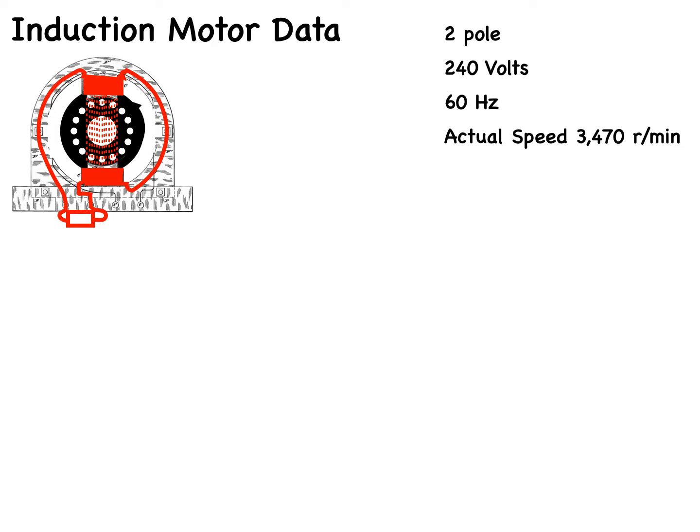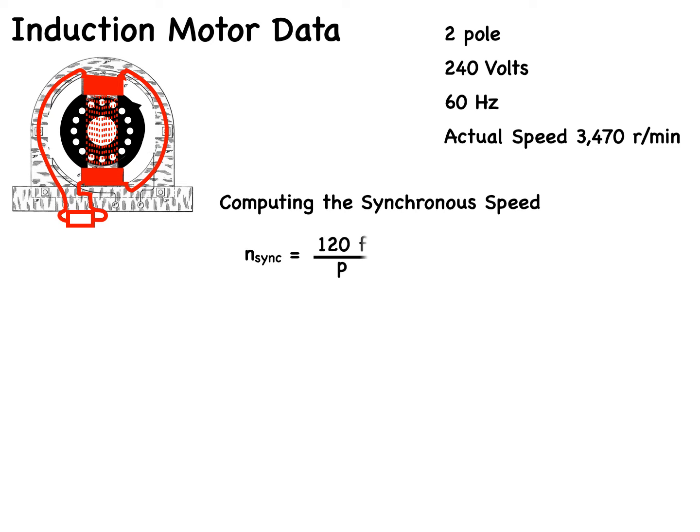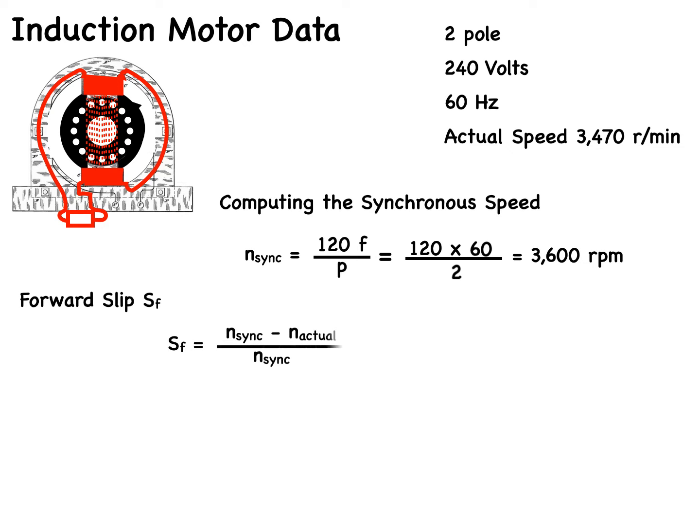Our first step is to compute the synchronous speed of this machine. The synchronous speed is a function of the applied voltage frequency and the number of machine poles, which is equal, in actual terms, to 120 times 60 all over 2, or 3,600 RPM.